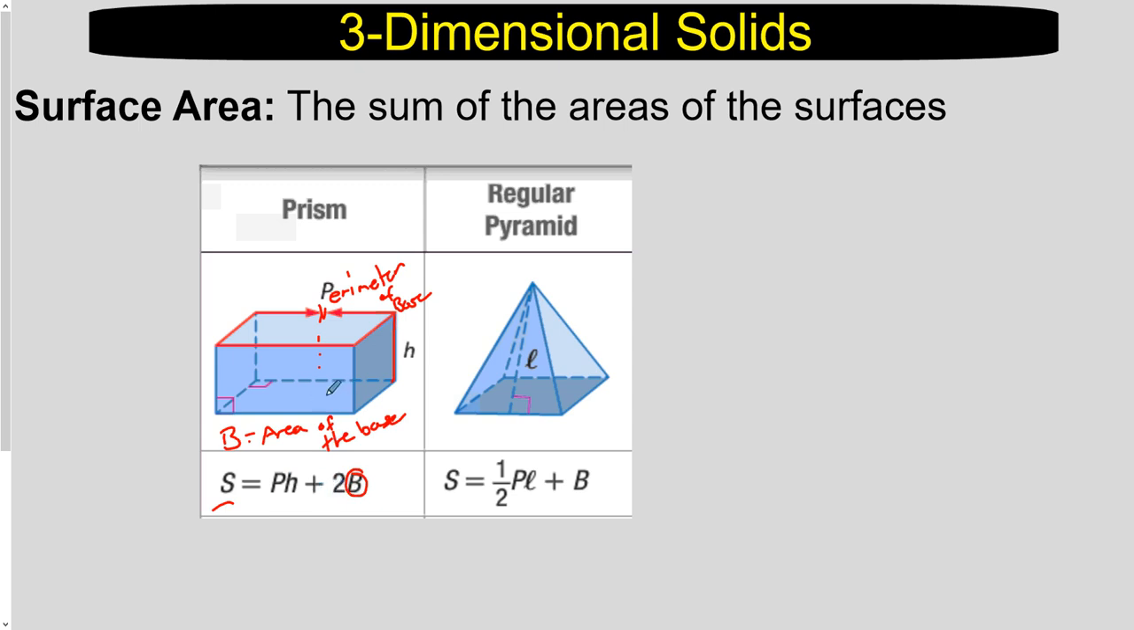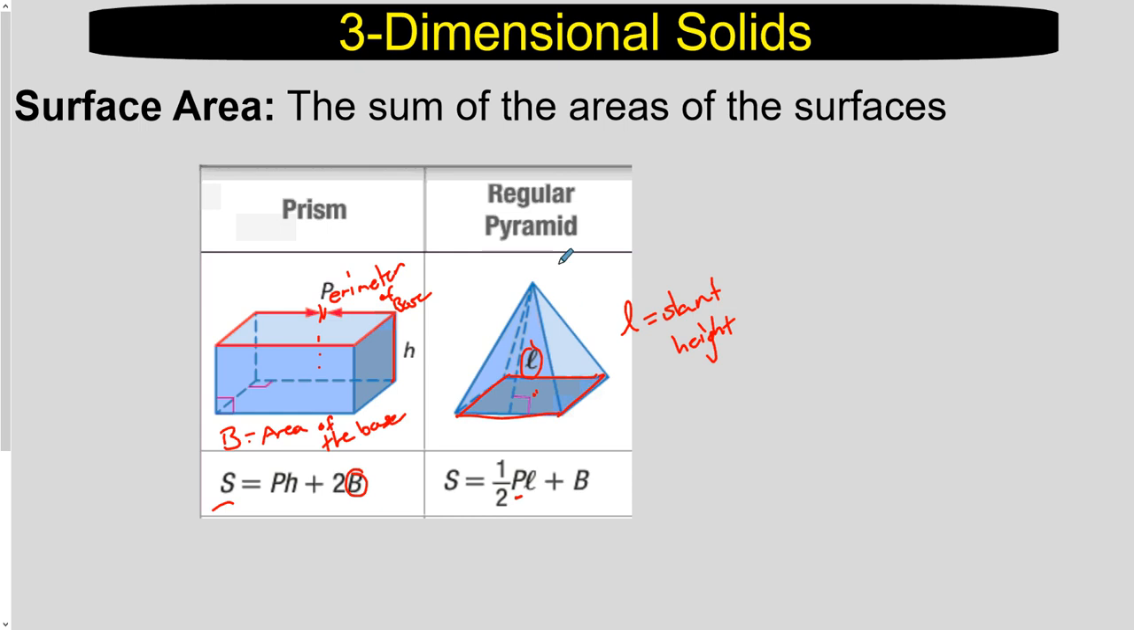For a regular pyramid, it is 1/2 the perimeter of the base. Anytime you see a capital P, it means perimeter of the base. Anytime you see a capital B, it means area of the base. The only new thing is this lowercase l, and that means the slant height. The difference between the slant height and the height of the pyramid: the height of the pyramid is from the center, and it's literally how tall the pyramid is.